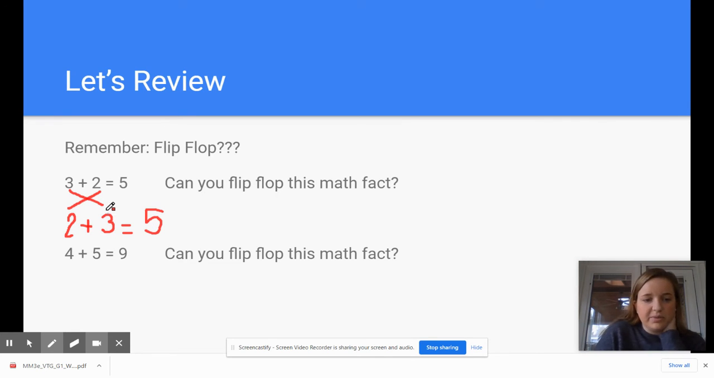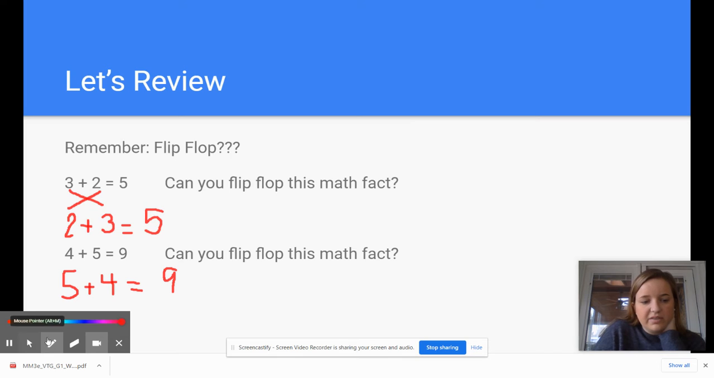Most of you did an excellent job with this, but it's been a little bit. So let's look at this one. 4 plus 5 equals 9. Can you flip-flop that math fact? Very good. We switched the numbers. So 4 goes to the back, 5 comes to the front. So instead of 4 plus 5, it is 5 plus 4. And 4 plus 5 and 5 plus 4 both equal 9. Remember, the answer doesn't change.